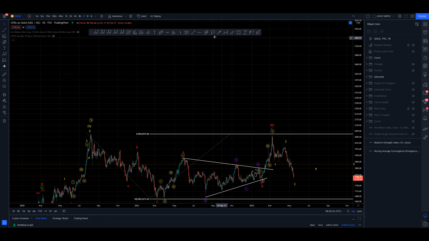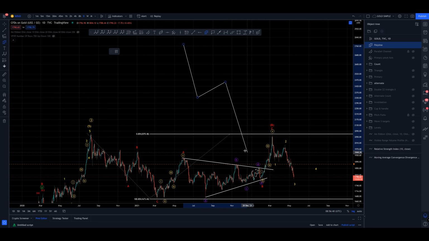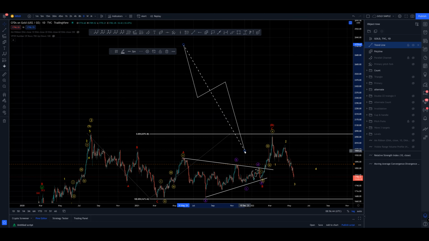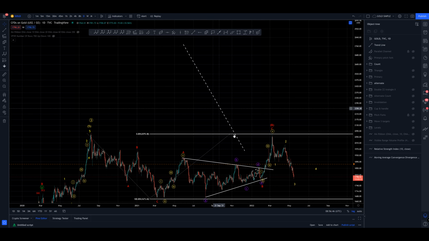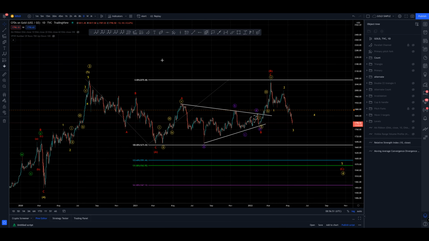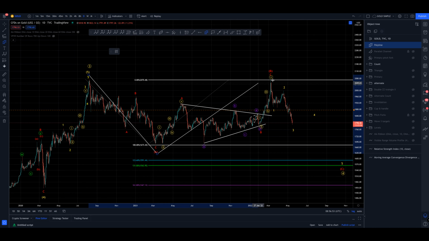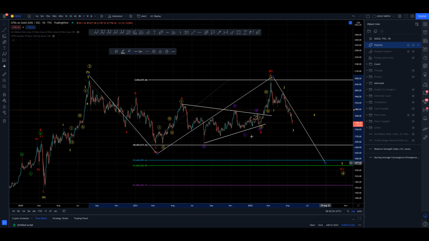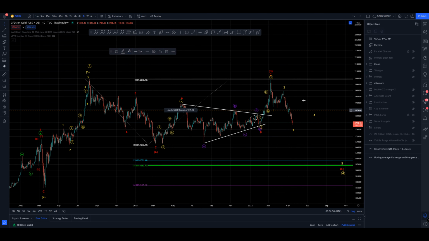Whereas in a zigzag, for example, where we have a 5-3-5 structure, we can see how the completed correction from where it began to where it finished is very vertical and very aggressive, a free wave move. That is not what we have here. We have a move down, a move back, and a move down again. That's obviously a flat structure.